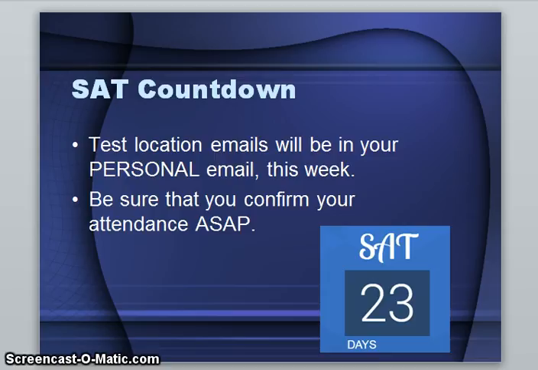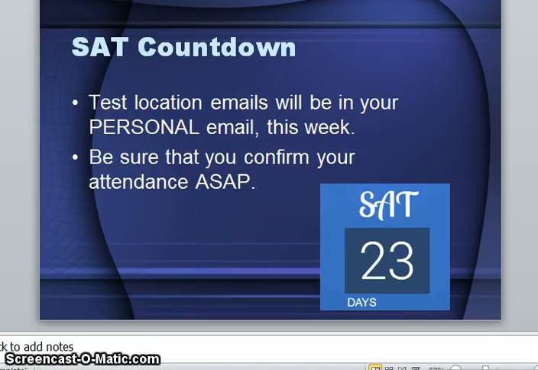So first things first, probably the biggest order of business. Testing location emails went out today from a no reply email to your personal email accounts. Check your email account. If you have more than one, check both of them. And if you can't find it, check your spam because it could have gone to that because it is a no reply email. Once you find it, make sure that you confirm your testing location, meaning that you will be going, because you absolutely have to be able to stay enrolled at MGLVA. So make sure you confirm as soon as possible. There's 23 days left until the SAT, so we're getting there.